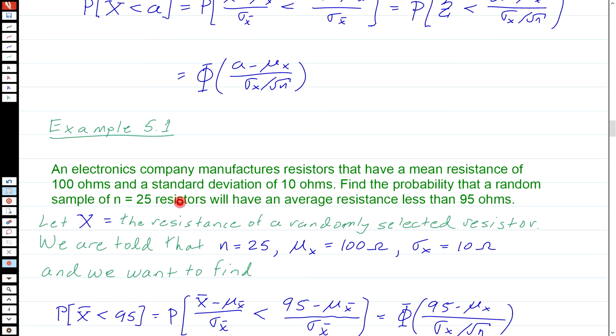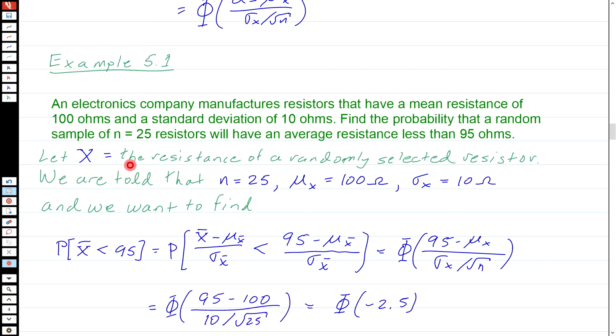Find the probability that a random sample of 25 resistors will have an average resistance less than 95 ohms. Okay, so I'm talking here not about an individual resistor, but the average of 25 resistors. What is the probability that the average is less than 95 ohms? So let's let x equal the resistance of a randomly selected resistor, and we're told that we're going to sample 25 of these resistors. Each of them has mean 100 and standard deviation 10, and we want to find the probability that x bar is less than 95.